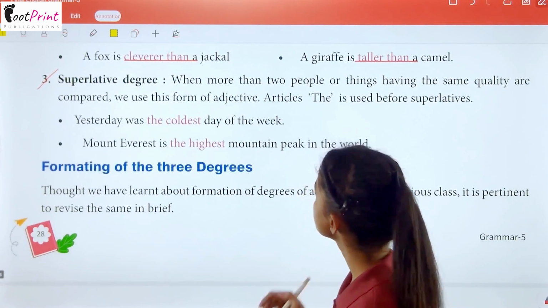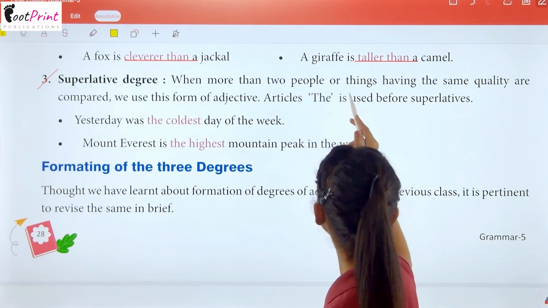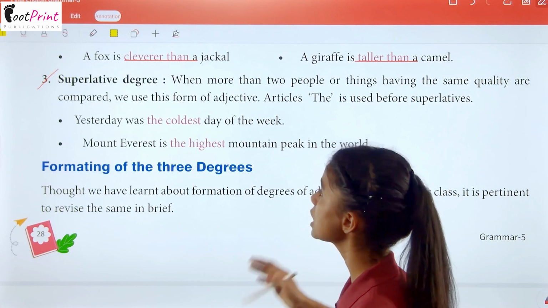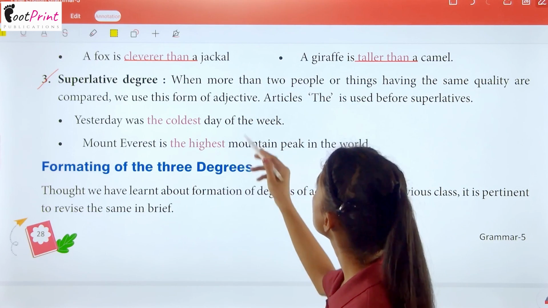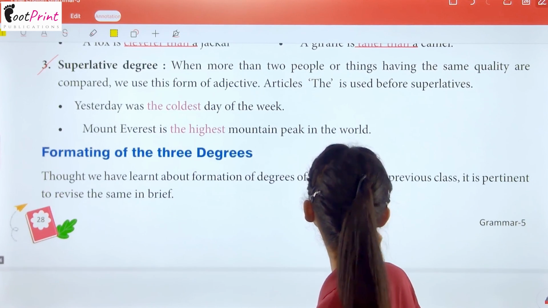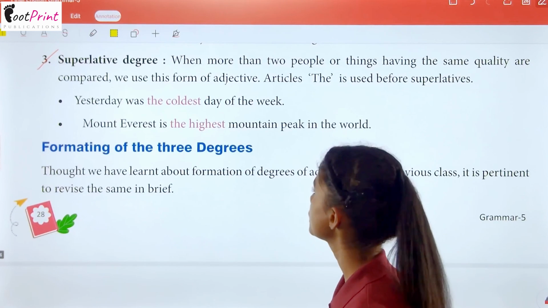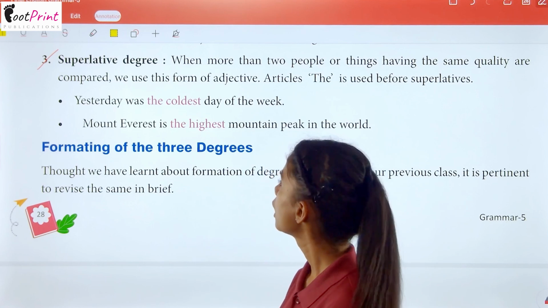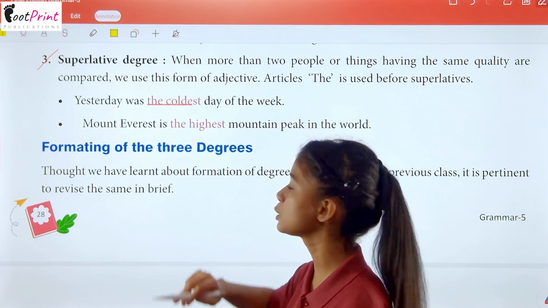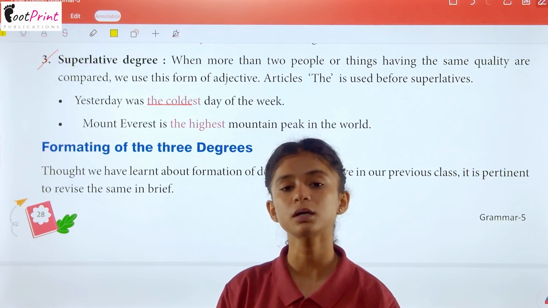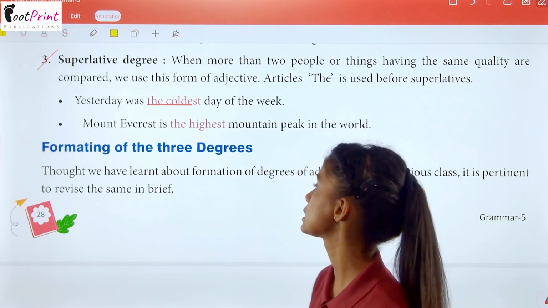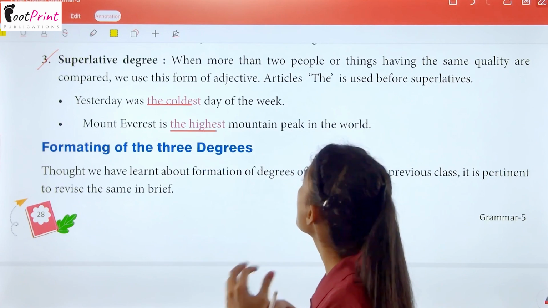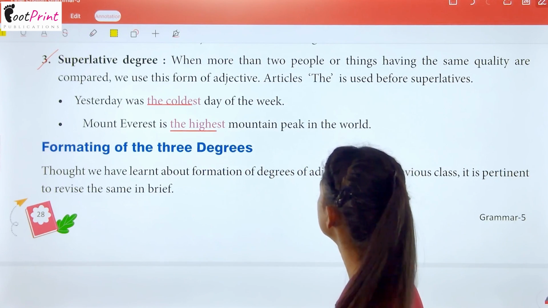Now, we have superlative degree. When more than two people or things having the same quality are compared, we use this form of adjective. The article the is used before the superlative. Yesterday was the coldest day of the week. So, in the entire week, yesterday was the coldest. Mount Everest is the highest mountain peak in the world.